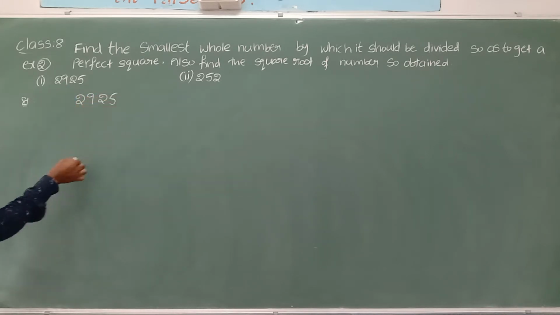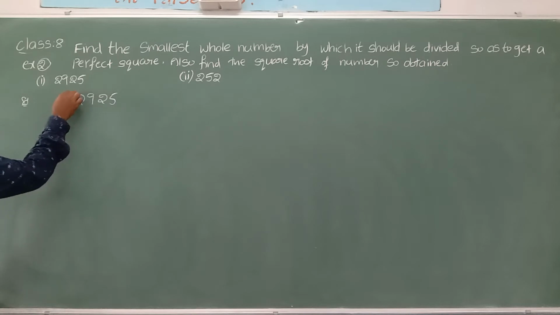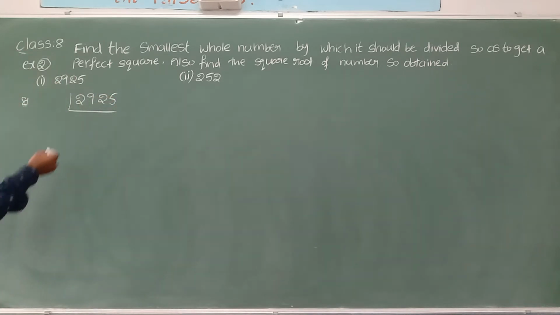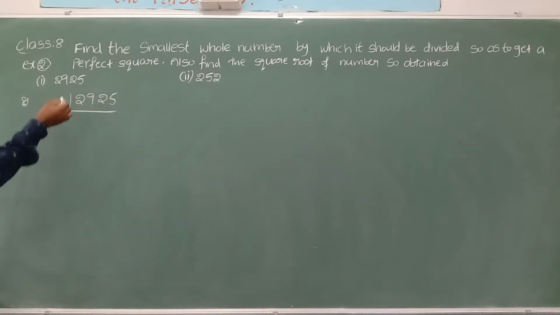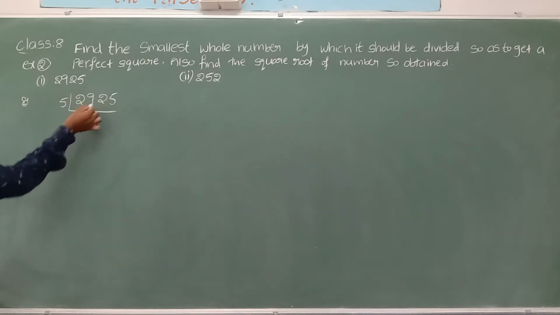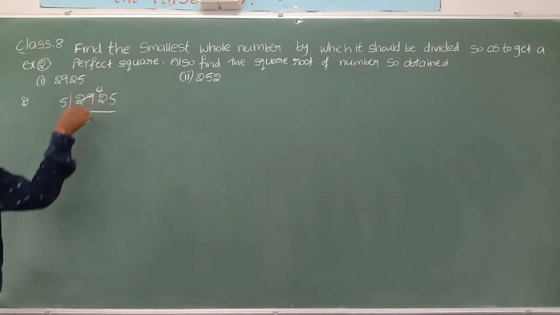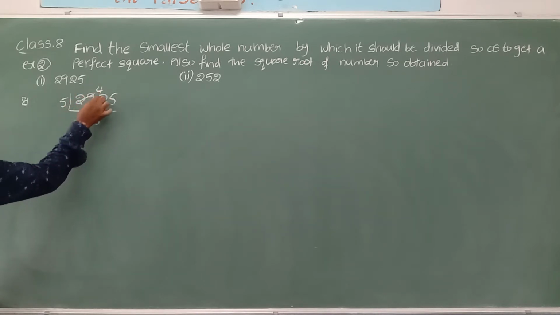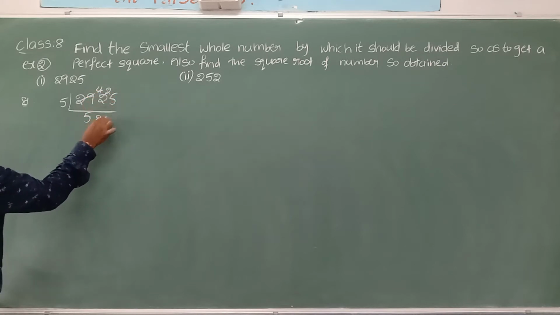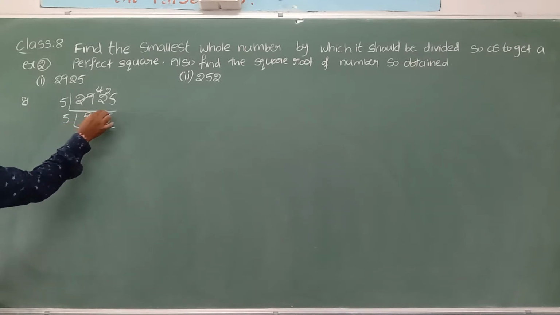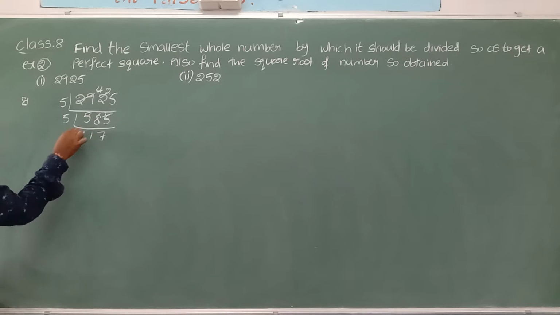2925. So first we will prime factorize the given number so that we come to know which factor has no pair. The ones place digit is 5, so 5 is the prime number which goes into the given number. 5 5s are 25. 29 minus 25, 4 left. 42, 5 8s are 40, 2 left. 5 5s are 25. Again, ones place 5, 5 times possible. 5 1s are 5. 8 minus 5, 3 left. 5 7s are 35.